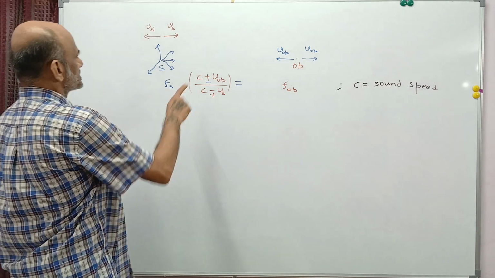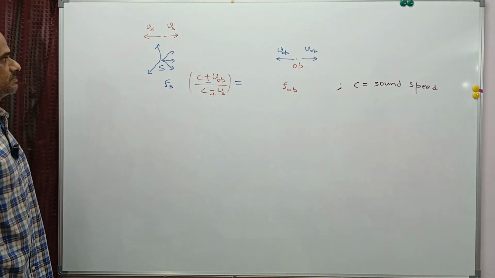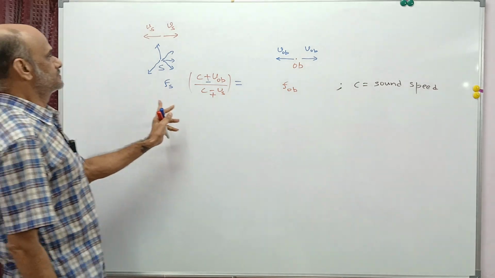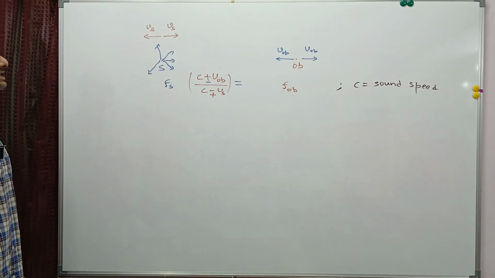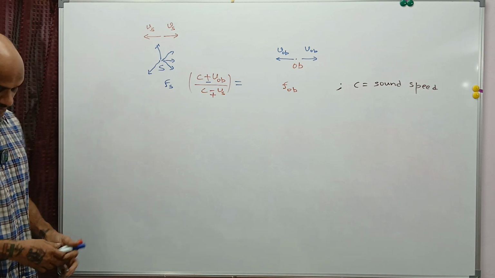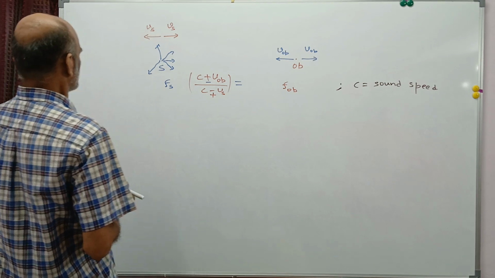So this plus or minus sign can be decided by physical reasoning. If the distance between the source and observer is decreasing, then the observed frequency will be more. And if the distance is increasing, the observed frequency will be less. So here there are four possibilities.